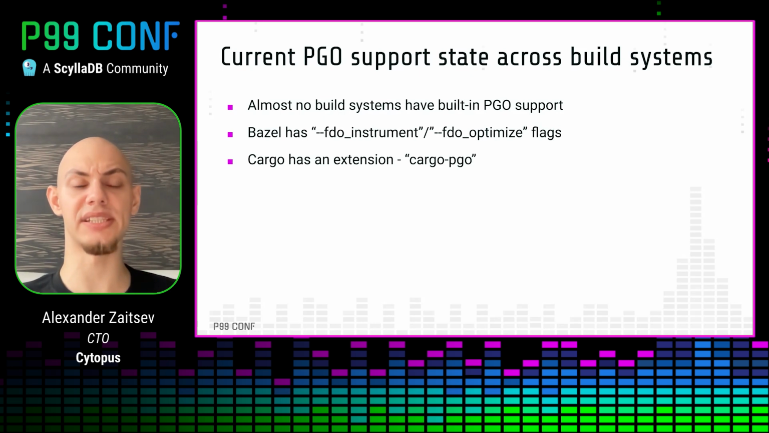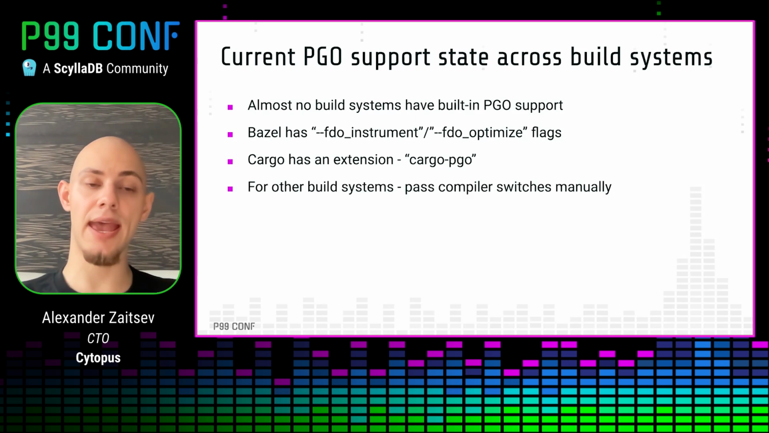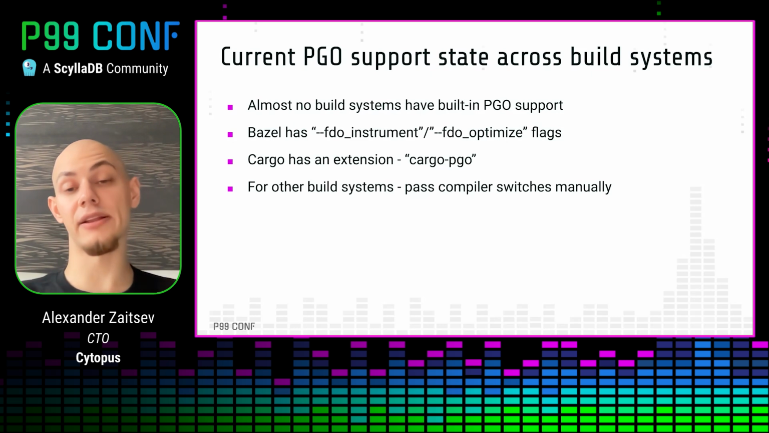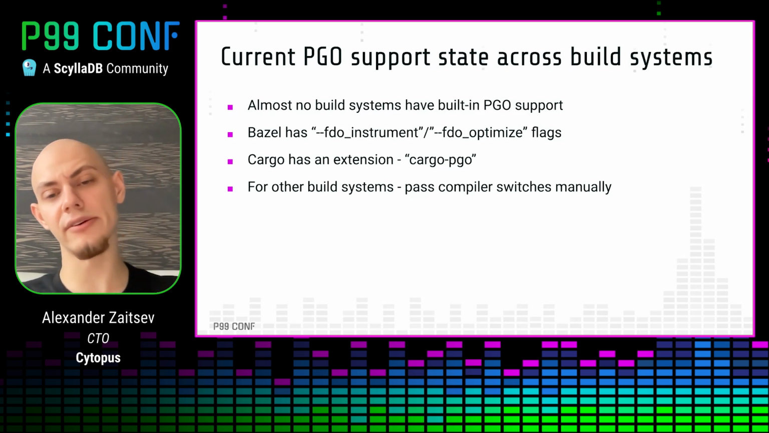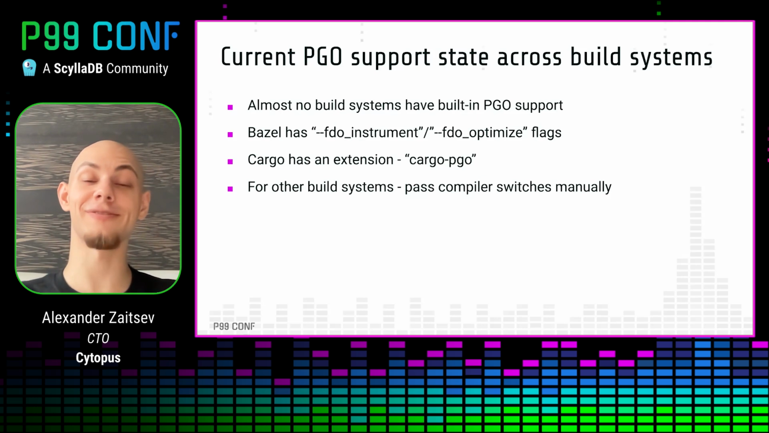Cargo is the default build system for the Rust ecosystem. It doesn't have built-in support for PGO, but it has a really wonderful extension called Cargo PGO, and I highly recommend you use this extension if you are going to optimize a Rust application with PGO. Actually, almost all my benchmarks for Rust applications are done via this extension. Highly recommend using it. And for other build systems, just pass compiler switches manually. Which compiler switches, check the documentation of your compiler; how to pass them, please read the documentation of your favorite build system.